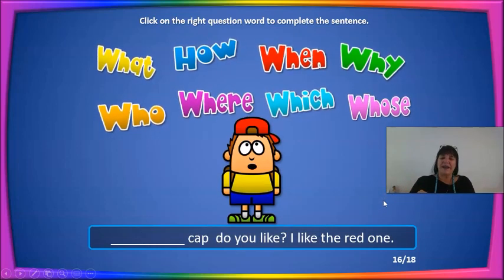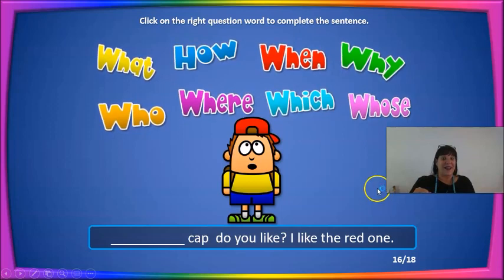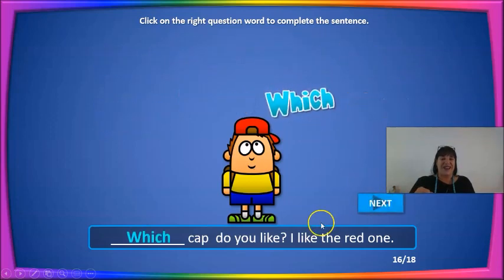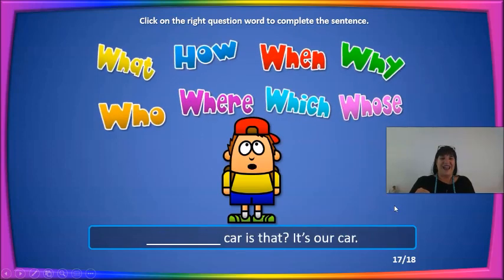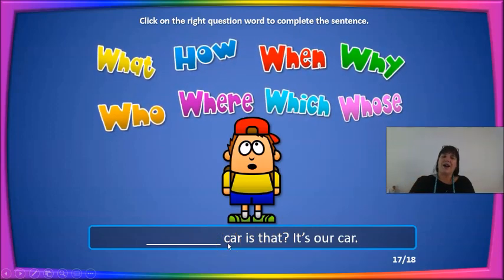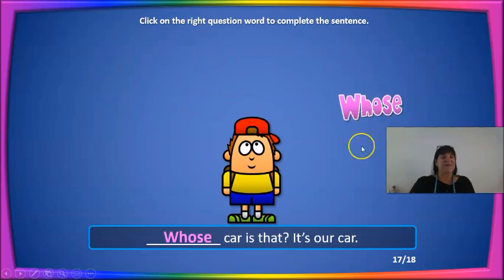Which cap do you like? I like the red one. Remember, which cap do you like? I like the red one. Very good. Whose car is that? It's our car. It's asking, whose car is that? Very good. It's our car.